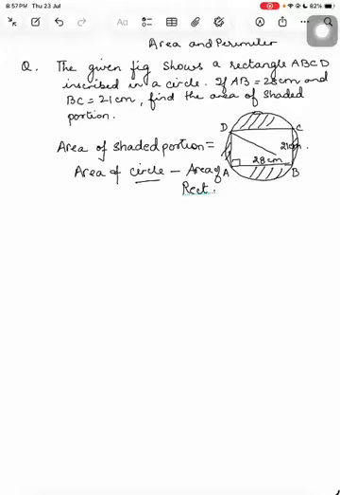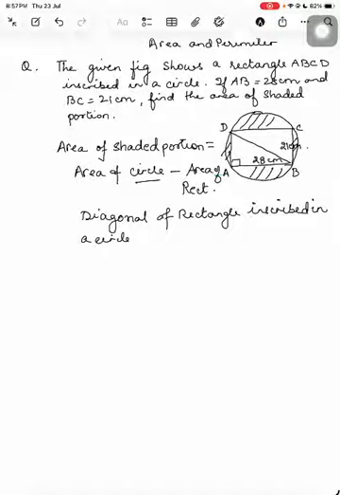Now this is the diagonal of the rectangle. So we know the diagonal of a rectangle inscribed in a circle is equal to the diameter of the circle. Okay, this is the rule. So diameter of the circle will be equal to diagonal of this rectangle which is inscribed inside the circle. So this is also 21.